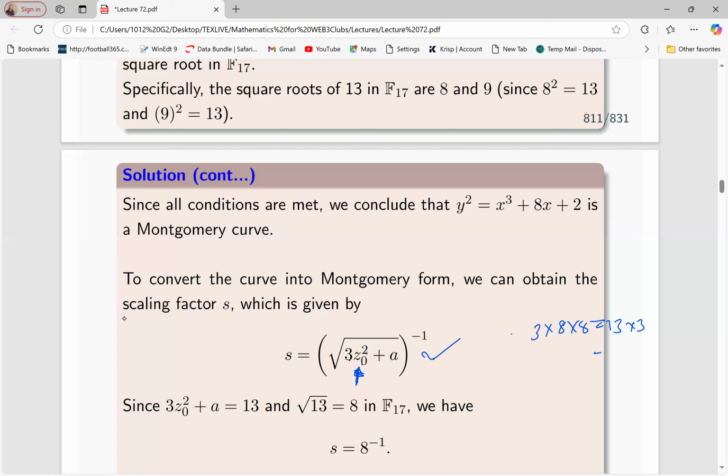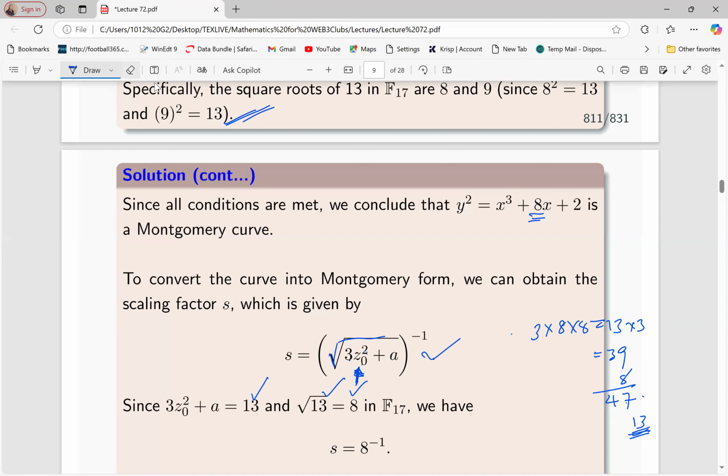is 39. Add 8 to it. We had done this one earlier, and the answer we were getting was 13. When you divide this by 17, the remainder is 13. So that is the 13 you're seeing. What follows is the square root of 13. We've already seen that this 13 has a square root. So we proceed and find the square root of 13.